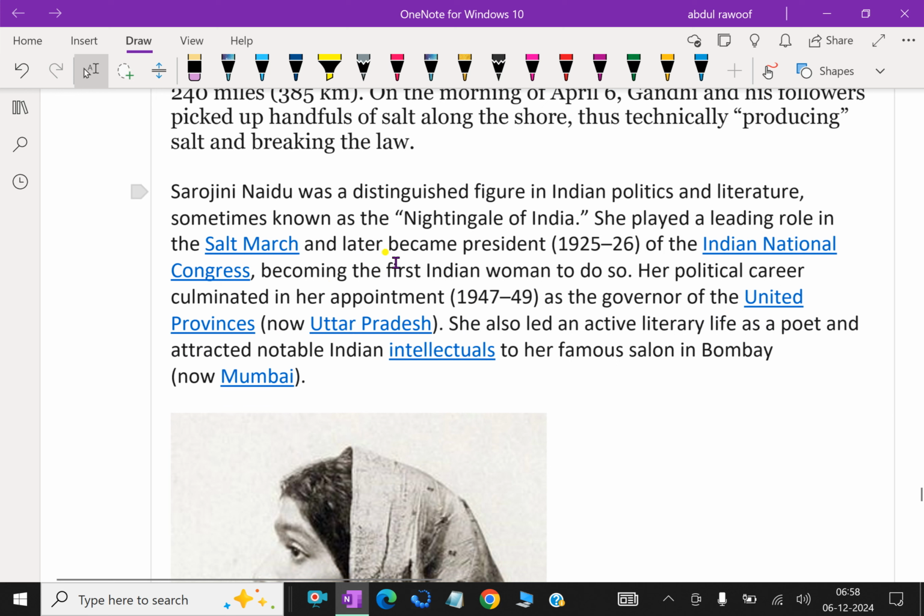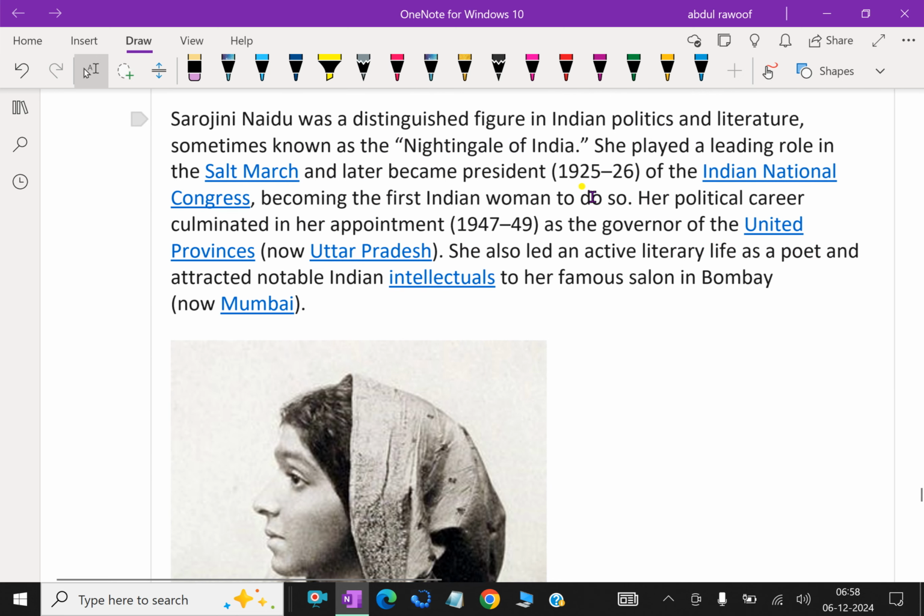Sarojini Naidu was a distinguished figure in Indian politics and literature, sometimes known as the Nightingale of India. She played a leading role in the Salt March and later became president of the Indian National Congress, becoming the first Indian woman to do so. Her political career culminated in her appointment as the governor of United Provinces, now Uttar Pradesh. She also led an active literary life as a poet and attracted notable Indian intellectuals to her famous salon in Bombay.